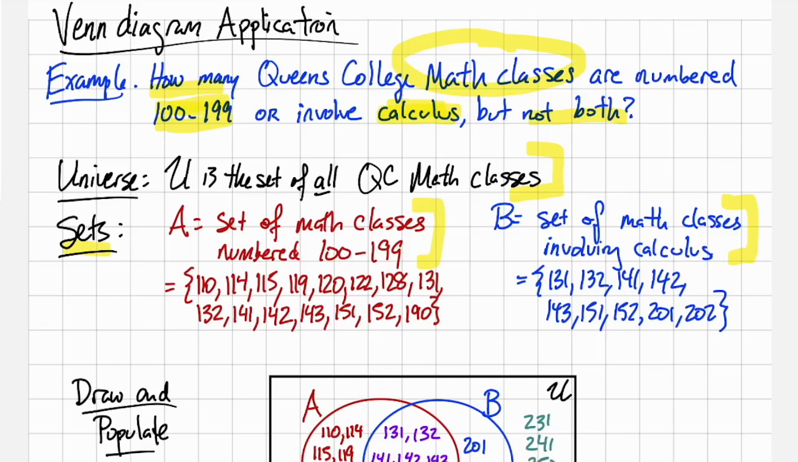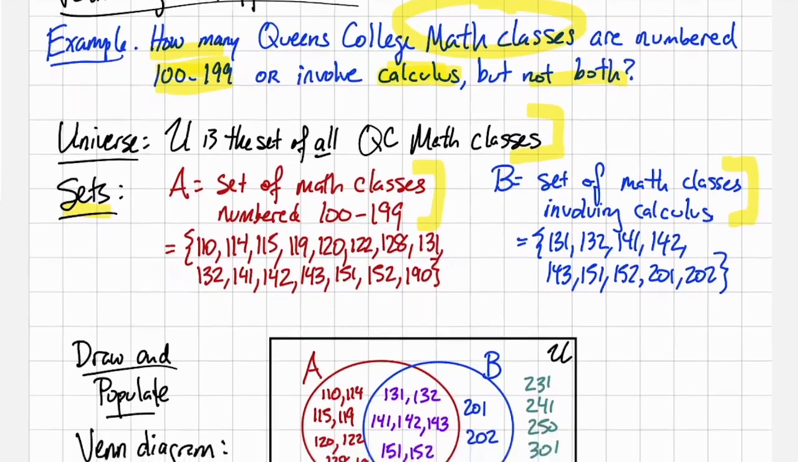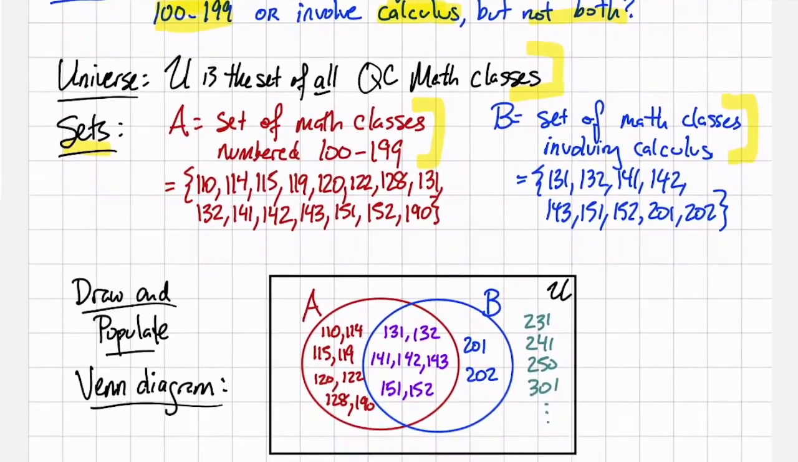If we go into the list of courses, we can see that the set of math classes numbered 100 to 199 includes 110, 114, 115, 119, 120, 122, 128, 131, 132, 141, 142, 143, 151, 152, and 190. At the same time, the set of math classes involving calculus are 131, 132, 141, 142, 143, 151, 152, and 201 and 202. We can use this information to draw and populate our Venn diagram.